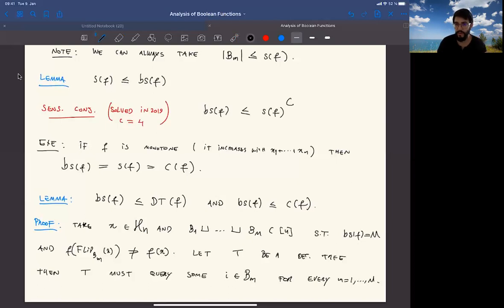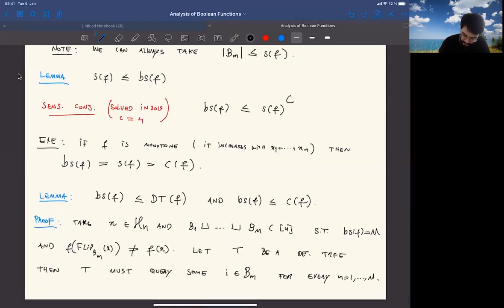Okay, suppose it wasn't the case. Well, that means that if I flip, suppose we look at the block B1 and no variable in that block B1 was queried by the tree. That means that if I flip any of these variables, for instance all of them, the value would stay the same, because if you follow the path along the tree, it wouldn't query those variables. And so that must be the case.